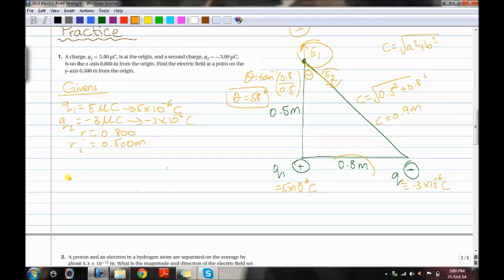Now let's do the second step, which is finding the electric fields, E1 and E2. Just to show this clearly, this is the arrow going down, and this is the arrow up.